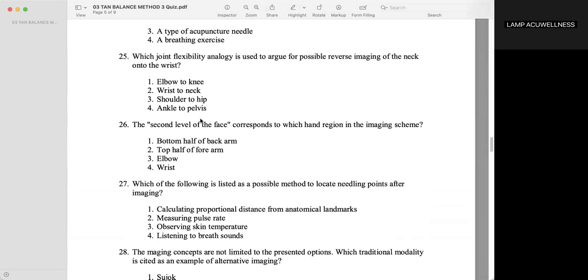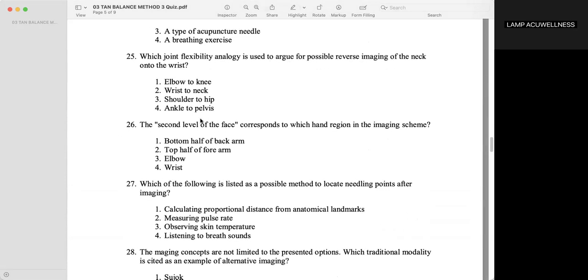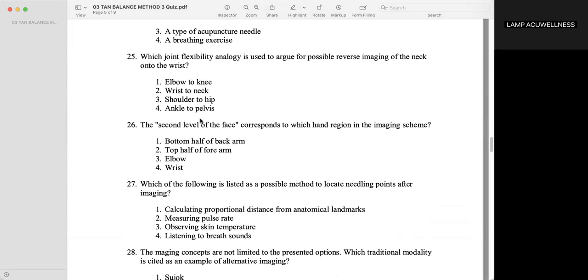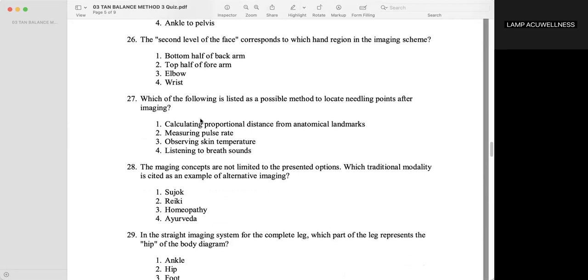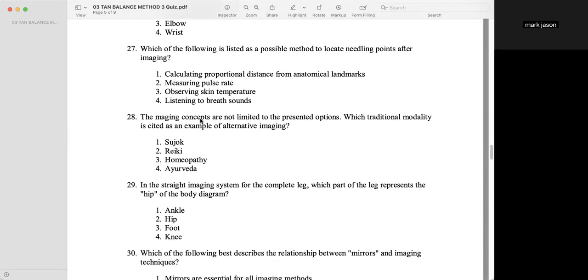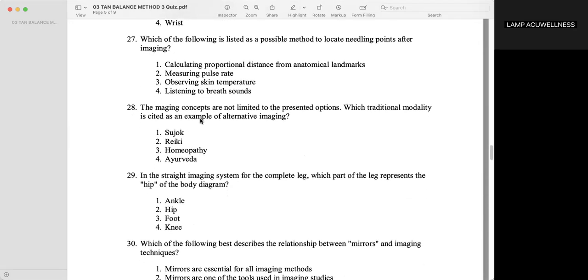Which joint flexibility analogy is used to argue for possible reverse imaging of the neck onto the wrist? Wrist to neck. The second level of the face corresponds to which hand region in the imaging scheme? Bottom half of back arm. Which of the following is a possible method to locate needling points after imaging?